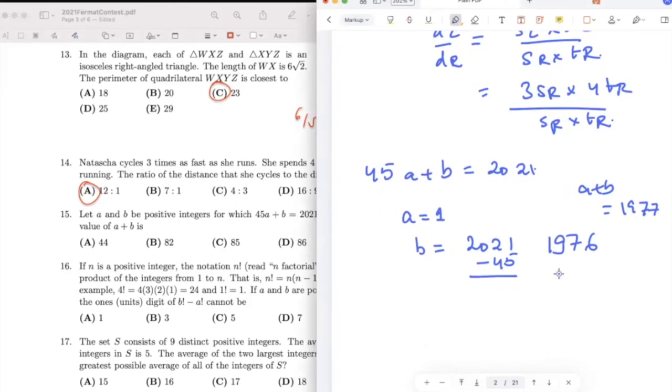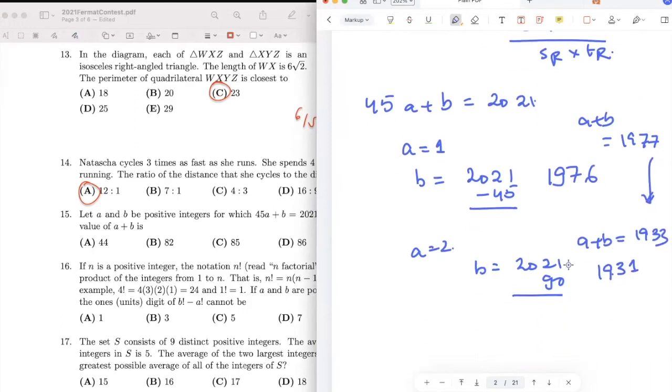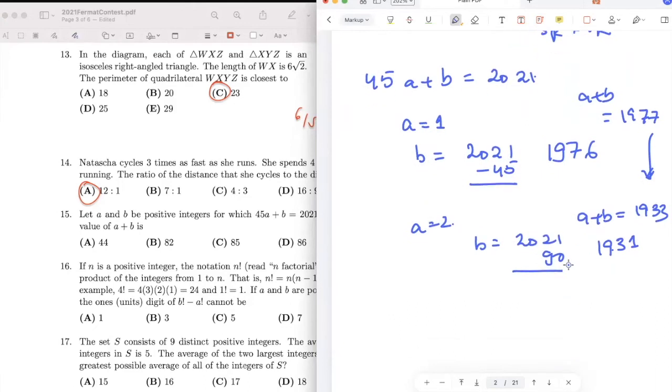So let's say I take A as 2, right? Then B will be 2021 minus 90. So 1931. So A plus B is 1933. So I've come down considerably. So my goal should be to make A as large as possible, right? So let's see, if I divide 2021 by 45, what do I get?